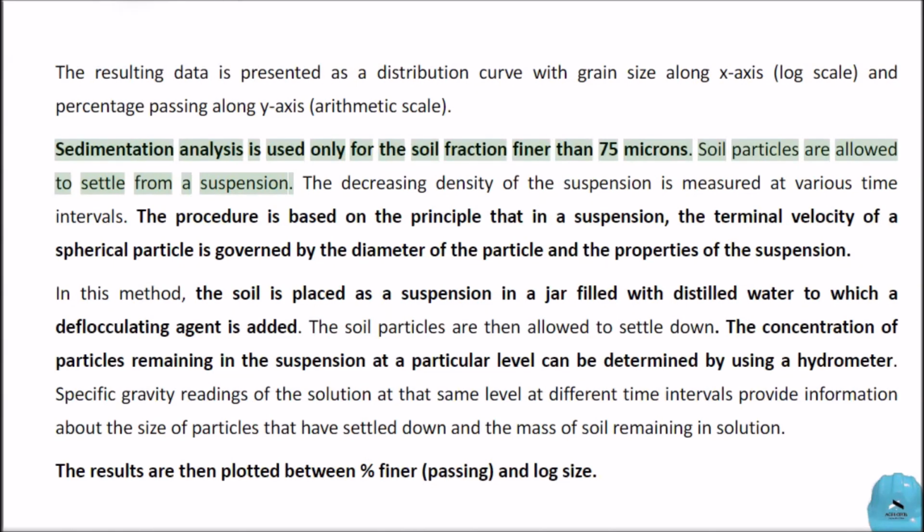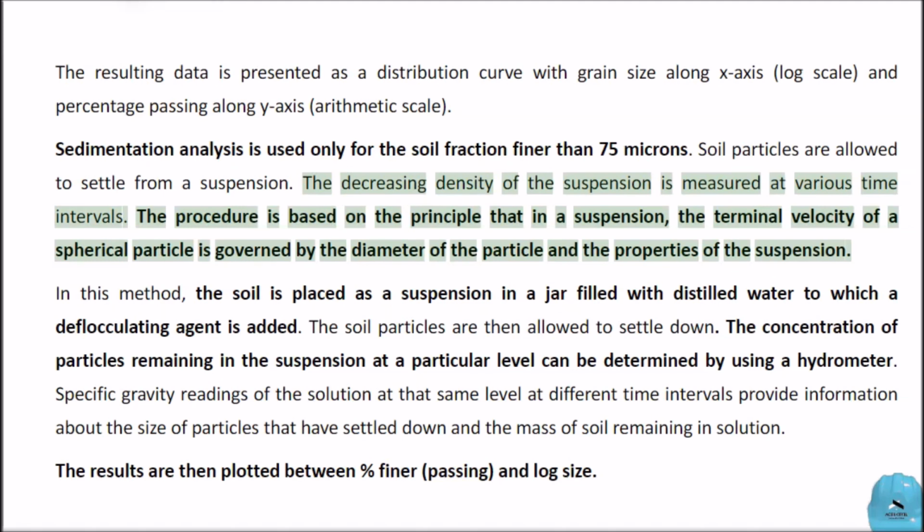Sedimentation analysis is used only for the soil fraction finer than 75 microns. Soil particles are allowed to settle from a suspension. The decreasing density of the suspension is measured at various time intervals. The procedure is based on the principle that in a suspension, the terminal velocity of a spherical particle is governed by the diameter of the particle and the properties of the suspension.